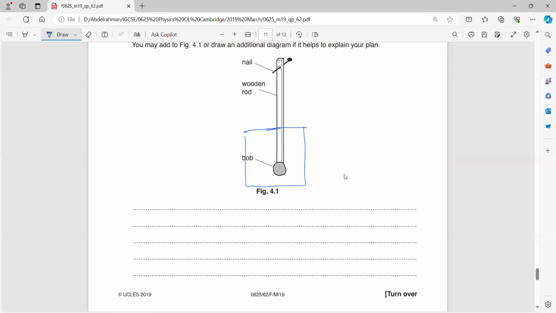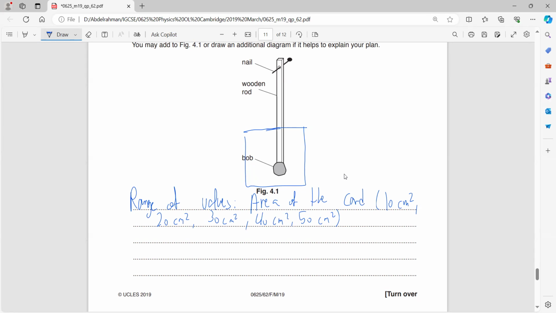So now, let's start off with the range of values. What are the range of values? The area of the piece of card. Let's say, for example, 10 centimeters squared, 20 centimeters squared, 30, 40, and definitely 50 centimeters squared. So these are the different values for the area of the card.